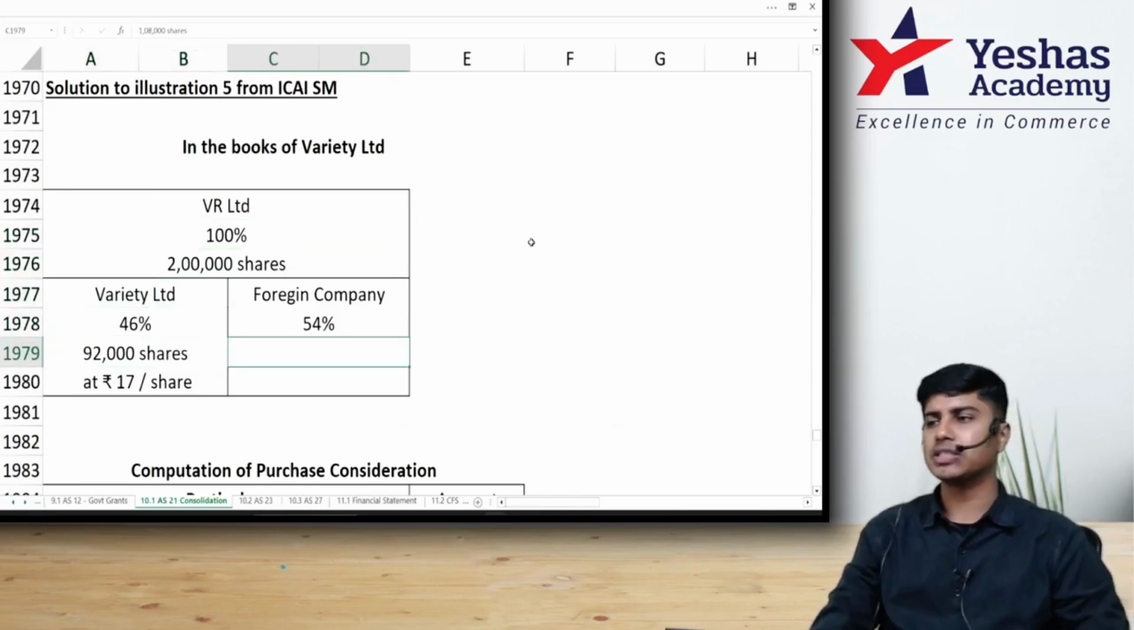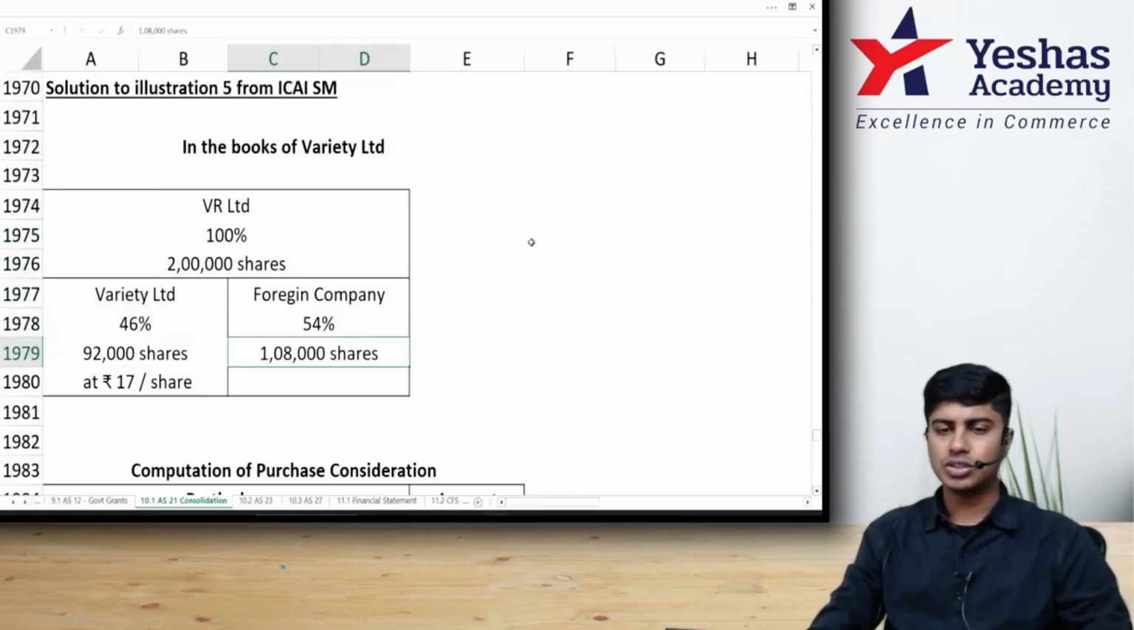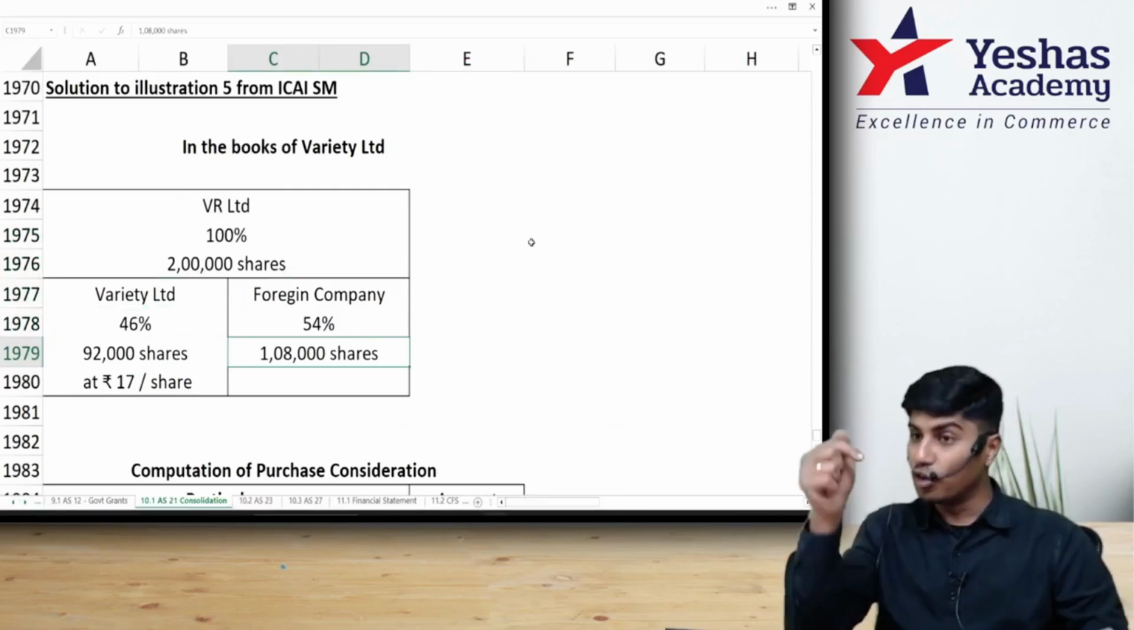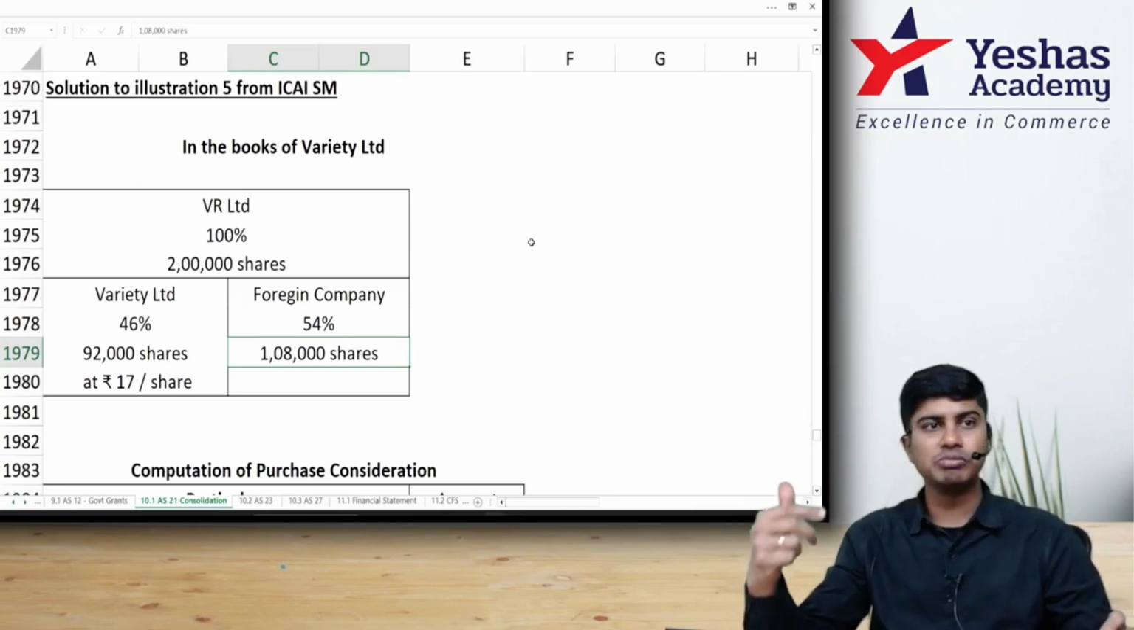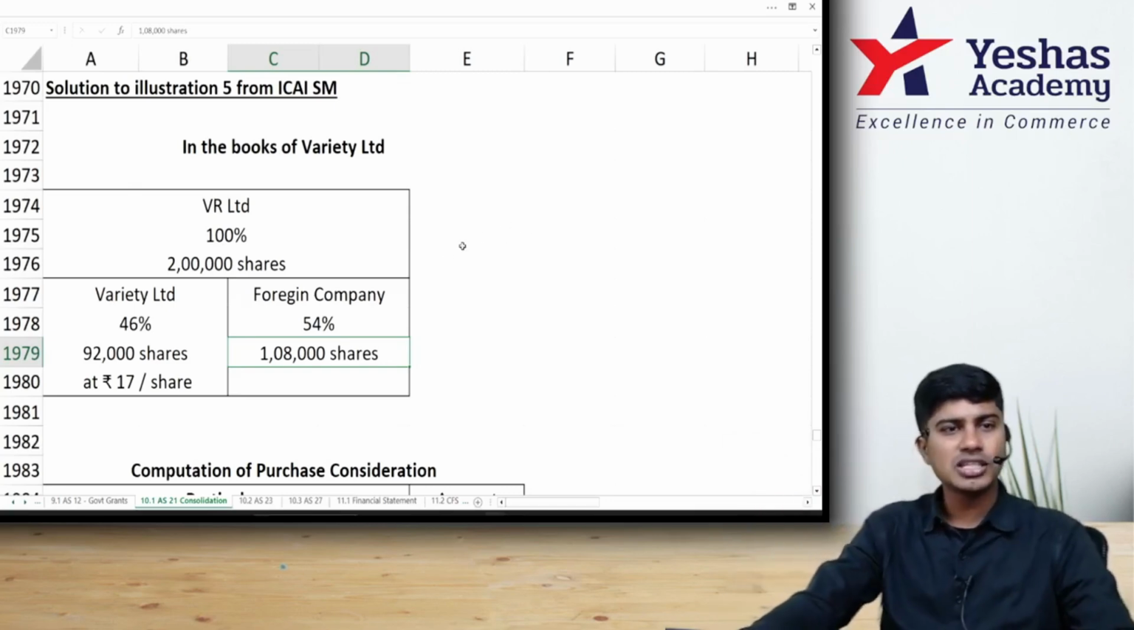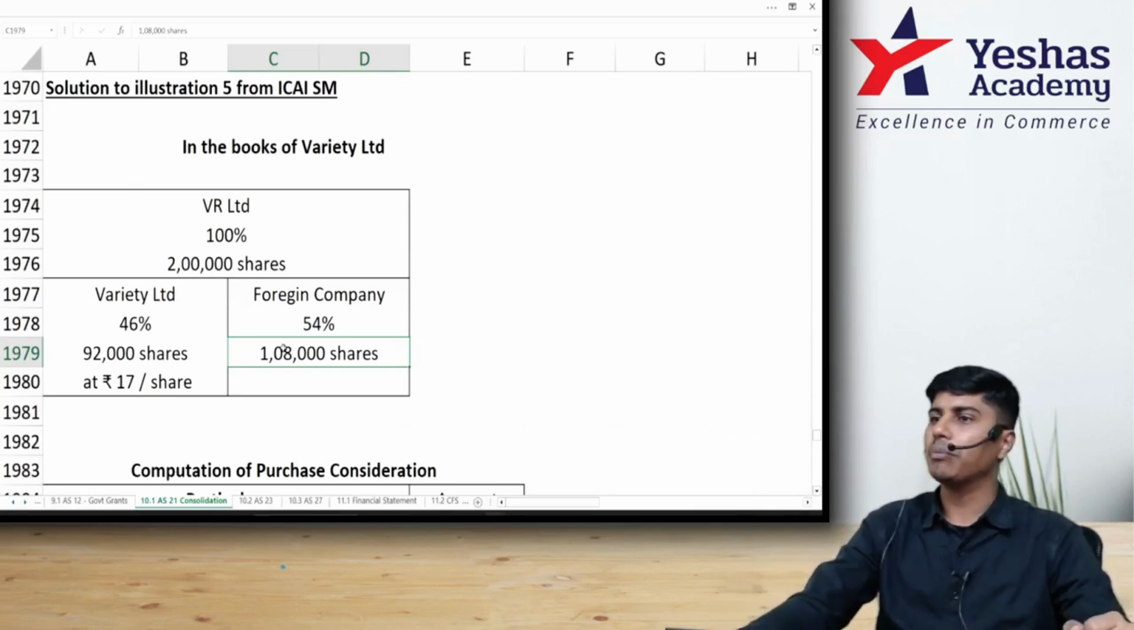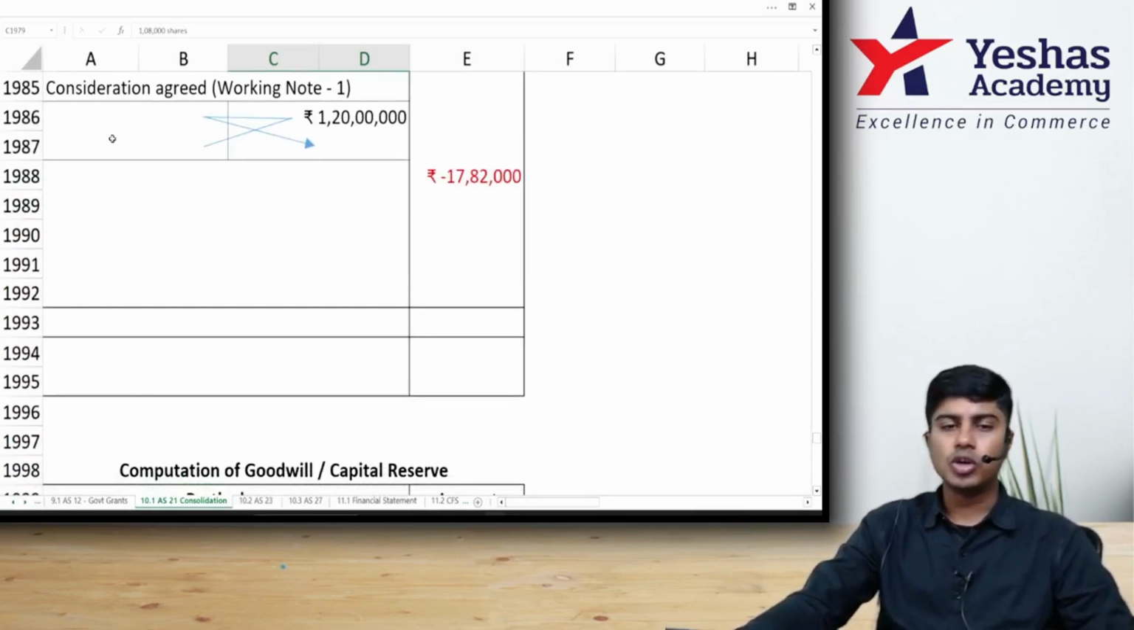How much is 54%? 1 lakh 8,000. Should I write there 2 lakh shares into 54 divided by 100, or do you understand? Understood this? So I am buying how many shares from them? 1 lakh 8,000.